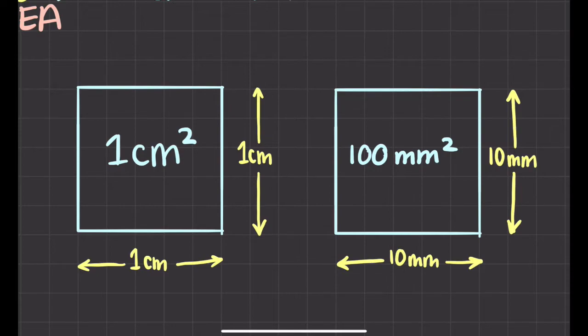So if I had something like 3 centimeters squared and I wanted to know what it was in millimeters squared, I'd have 300 millimeters squared. I'd have to multiply it by 100, wouldn't I?